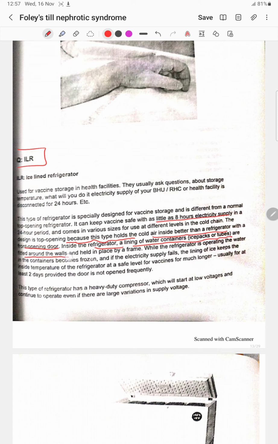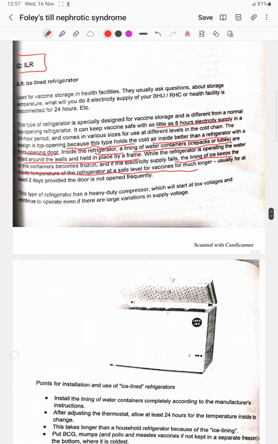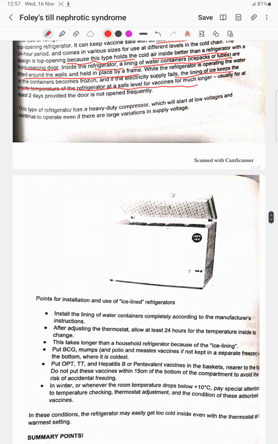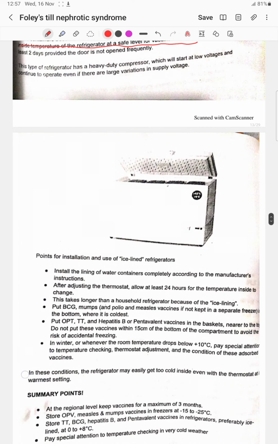is fitted around the walls and the opening is placed by the frame. While the refrigerator is operating, the water in the container is frozen, and if the electricity supply fails, the lining of ice keeps the inside temperature of the refrigerator at a safe level for the vaccines for a very long time, usually for at least 2 days, provided the door is not opened frequently. This type of refrigerator has heavy duty compressors which will start at low voltages and continue to operate even if there are large variations in the supply voltage.